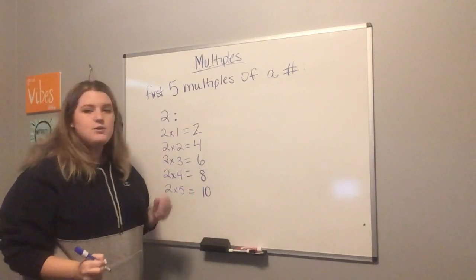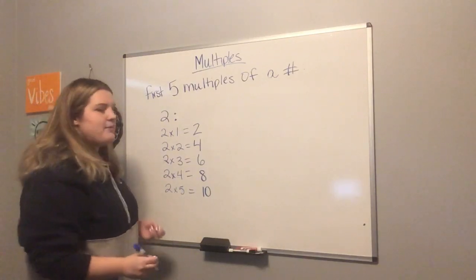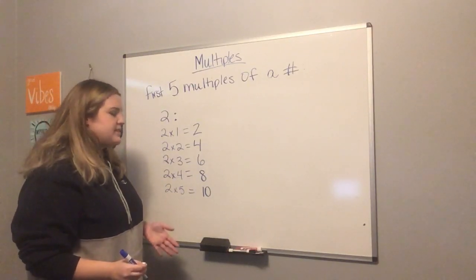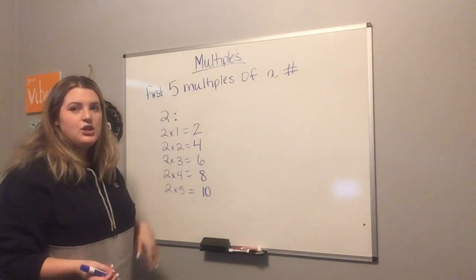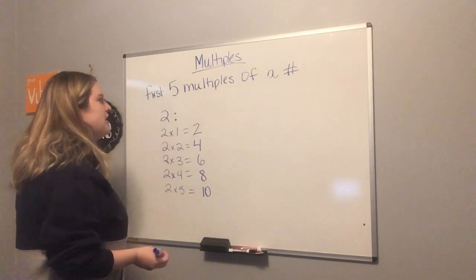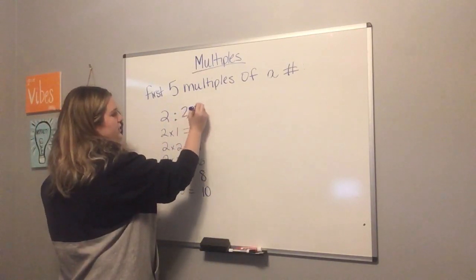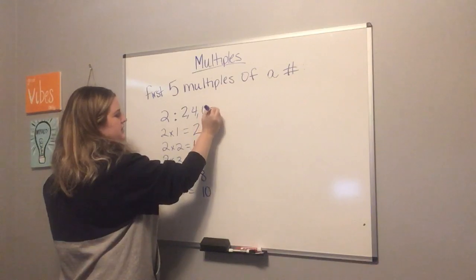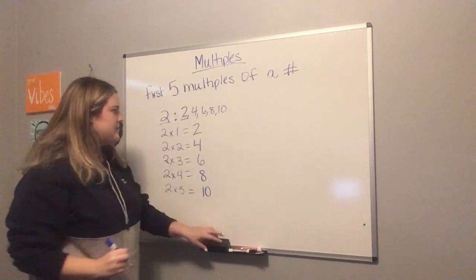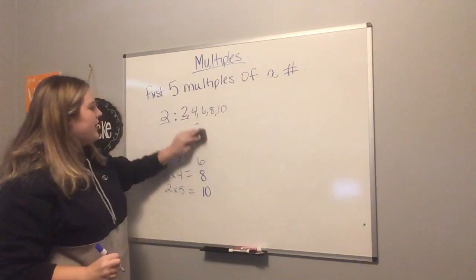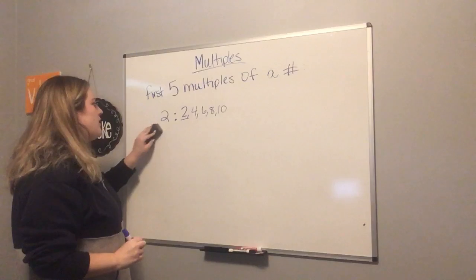If you are somebody who is familiar with your math facts and skip counting, you probably thought in your head, 2, 4, 6, 8, 10. You probably thought that really quick. You didn't need to write down this multiplication. You knew the first 5 multiples just by skip counting. So I'm going to write them up here. 2, 4, 6, 8, 10. Notice my number 2 is the same number that I was given. The number you are given is always the first multiple of itself because it's 2 times 1, or whatever number times 1.